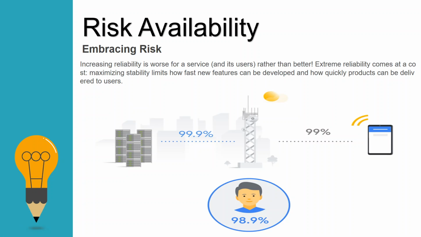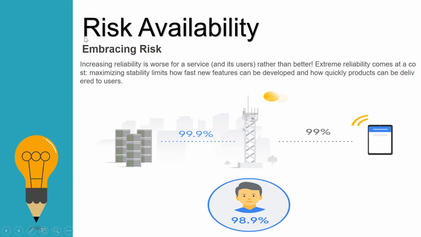when we are sticking to SLOs. If I want my SLO to be 99.99%, it comes with a lot of cost. For 99.9%, downtime is hardly 40 minutes, and for 99.99% it is 4 minutes. Basically, maximum stability limits how fast new features can be developed and how quickly products can be delivered to the users.